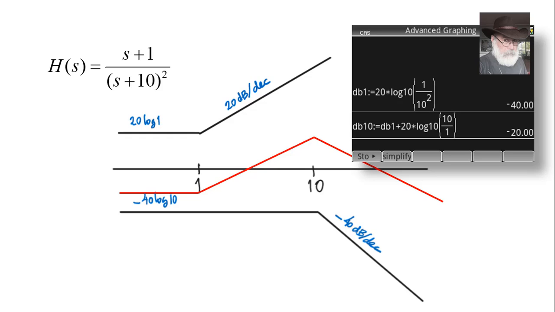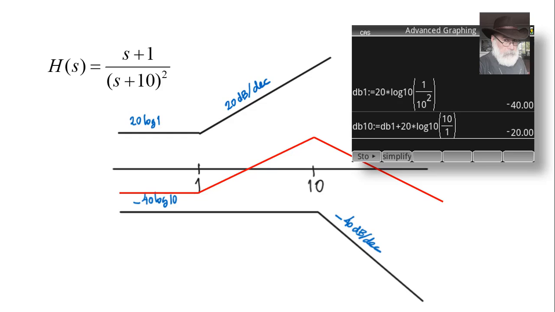The first one is given to us by that constant that we've seen before. It is 20 times the logarithm of 1 divided by 10 squared, which is negative 40. And that is the entry value of that plot. We have seen that in the beginning.